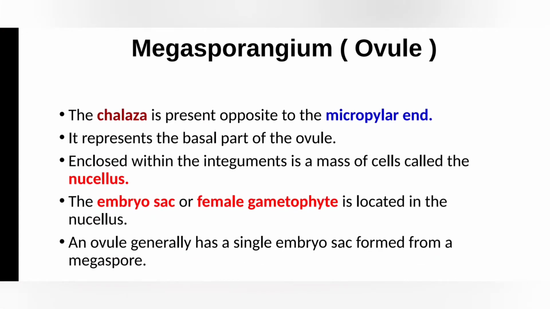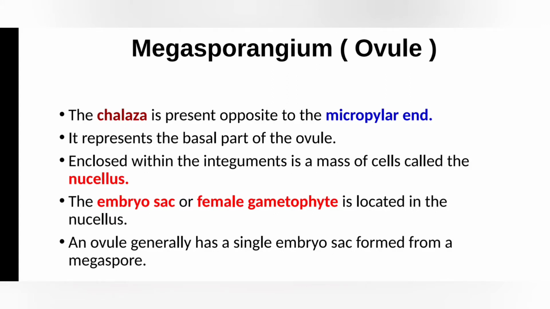Again, megasporangium, that is ovule. The chalaza is present opposite to the micropylar end. So opposite to the place where the micropyle is present, at the other end we have the chalaza. It represents the basal part of the ovule. So the chalaza is the basal, the bottommost part of the ovule.